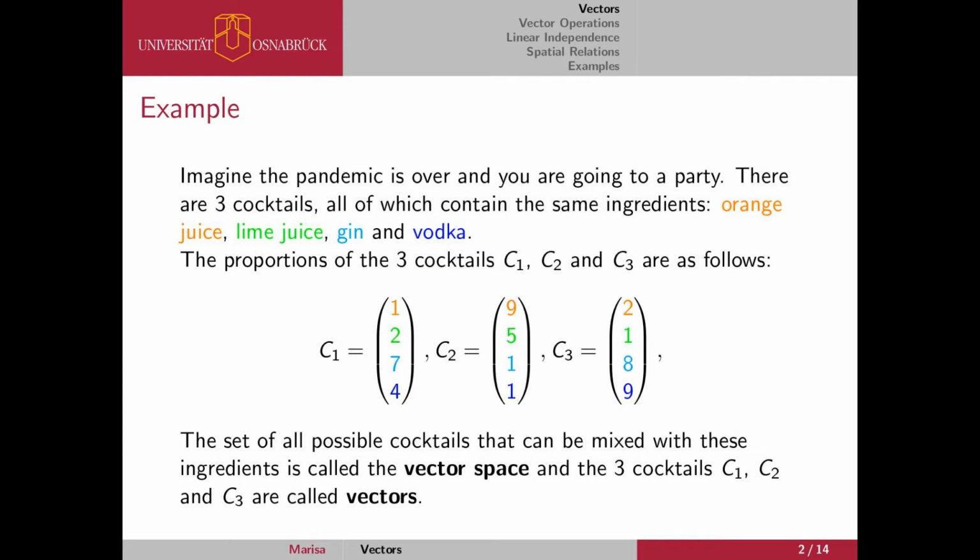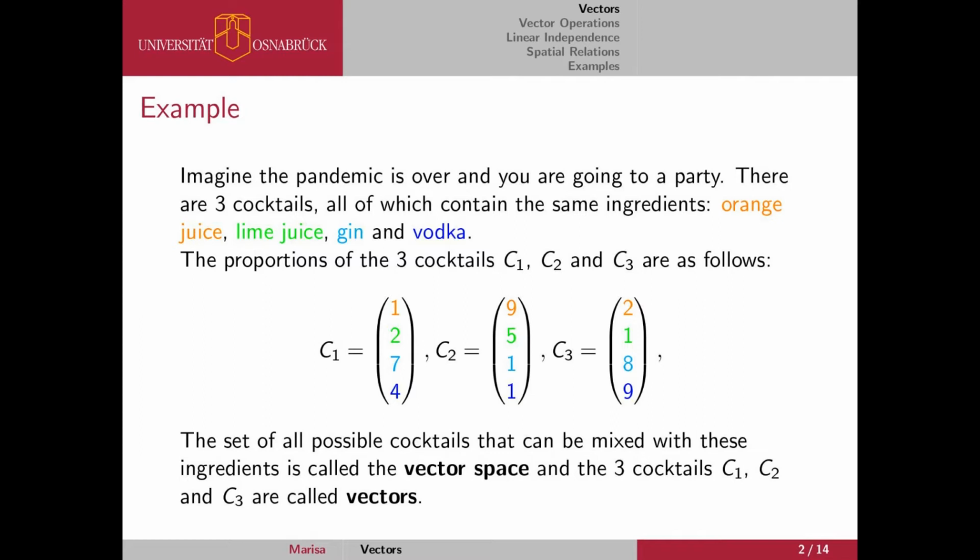In cocktail 1, we have 1 portion of orange juice, 2 portions of lime juice, 7 portions of gin, and 4 portions of vodka. In the second cocktail, we have something more for the fruity people among you. It has been mixed with 9 portions of orange juice, 5 portions of lime juice, and 1 portion of gin and vodka each. And then there's also cocktail 3, which is the strongest one for the really alcohol-loving people here. It contains 2 portions of orange juice, 1 portion of lime juice, 8 portions of gin, and additionally also 9 portions of vodka, which makes in total a whole lot of fun.